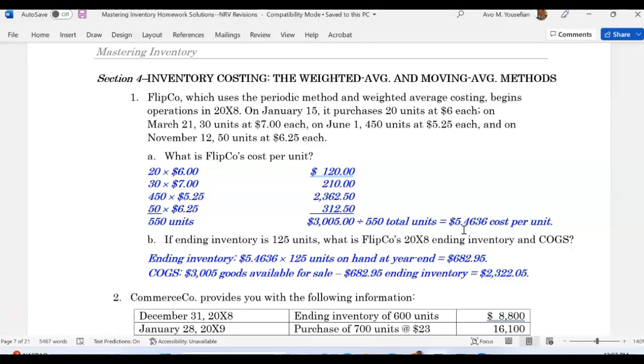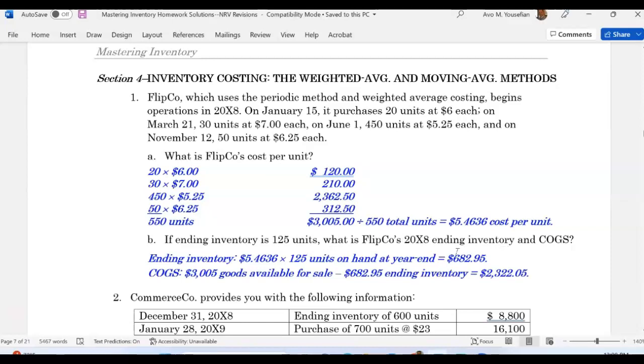And because it's an average costing, you need to go at least 4 decimals. So 5.4636. The reason you do at least 4 decimals is because you want to get accurate cost of goods sold and also cost of ending inventory. So if ending inventory is 125 units, what is the cost of ending inventory and cost of goods sold?